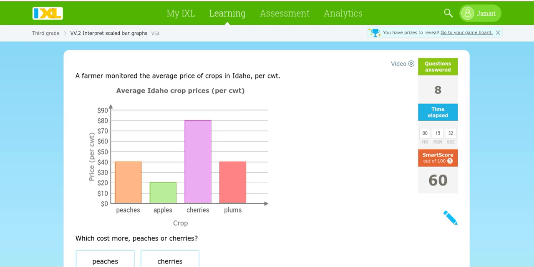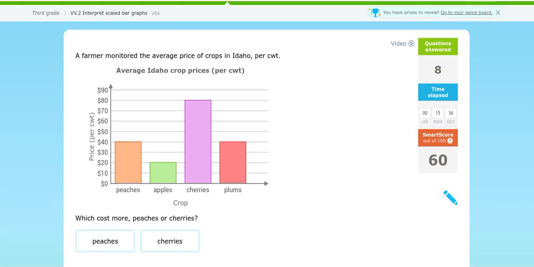Okay, it says a farmer monitored the average price of crops in Idaho. This is the average crops in Idaho. And the crop we see at the bottom of the graph, here are the names. We got peaches, apples, cherries, and plums. And here are the prices for something.